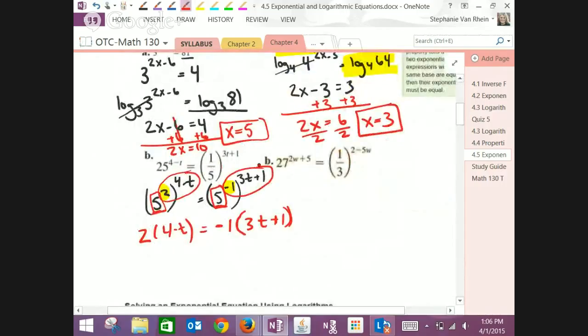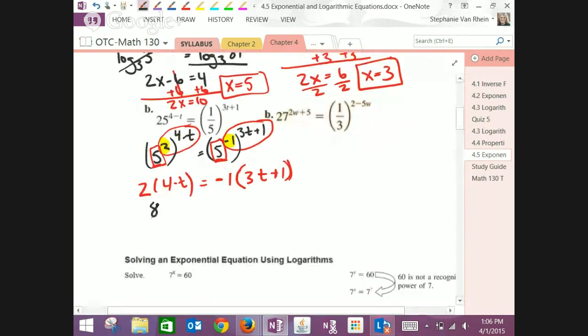I could take log base 25 of both sides or log base 1/5 of both sides. You're going to get the same answer. It'll just be a couple extra steps, and you're going to have to rely on your calculator to simplify it, but you're going to get the same answer for t.